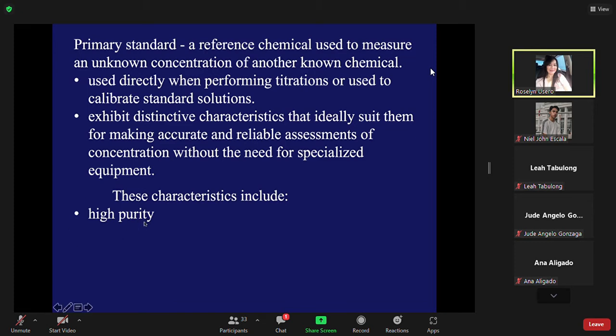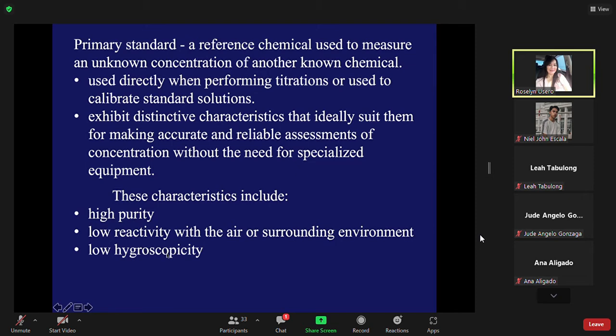Okay? It must be of high purity. So it passes ACS grade, AR grade, and other grades, right? As one of these parameters, high purity. Next, the chemical should have low reactivity with air or the surrounding environment. When exposed to air, it should not react. It is stable, in other words. And low hygroscopicity, meaning it does not take up water from the air. Sodium hydroxide, for example, if exposed for a long time, melts because it absorbs water.